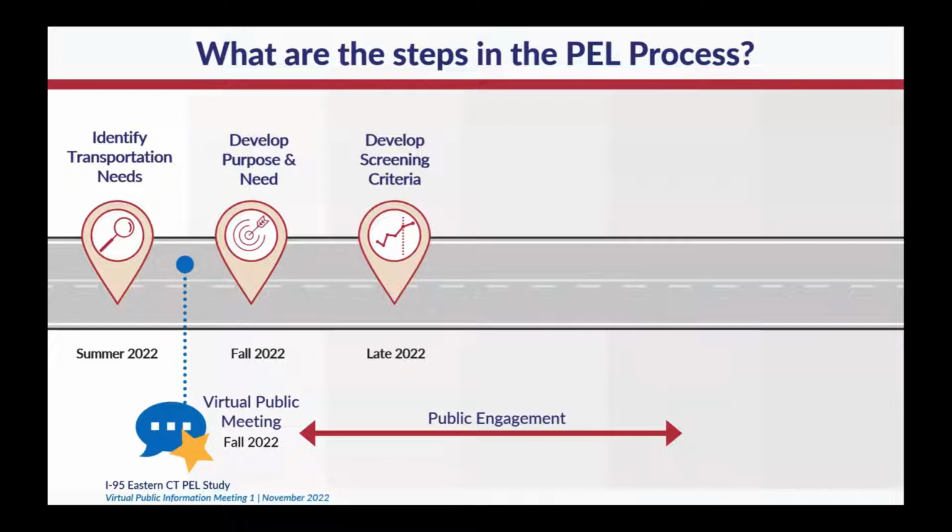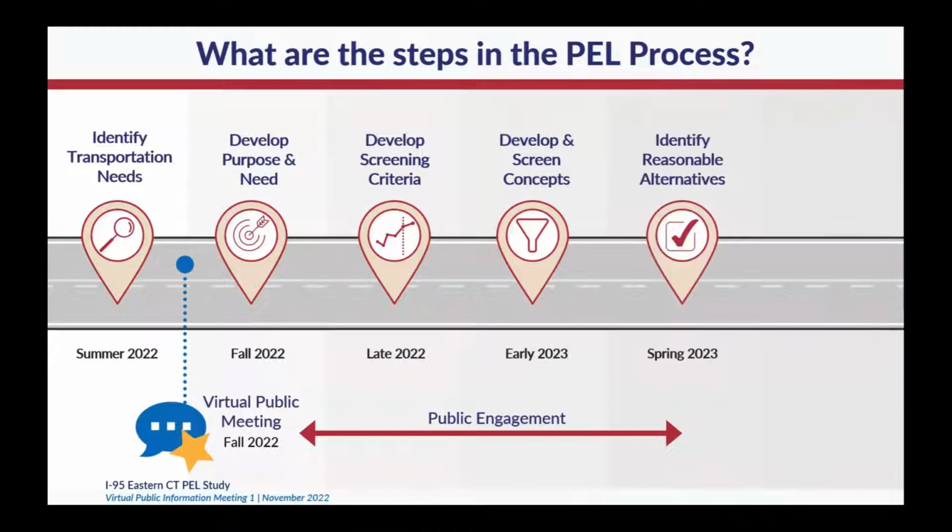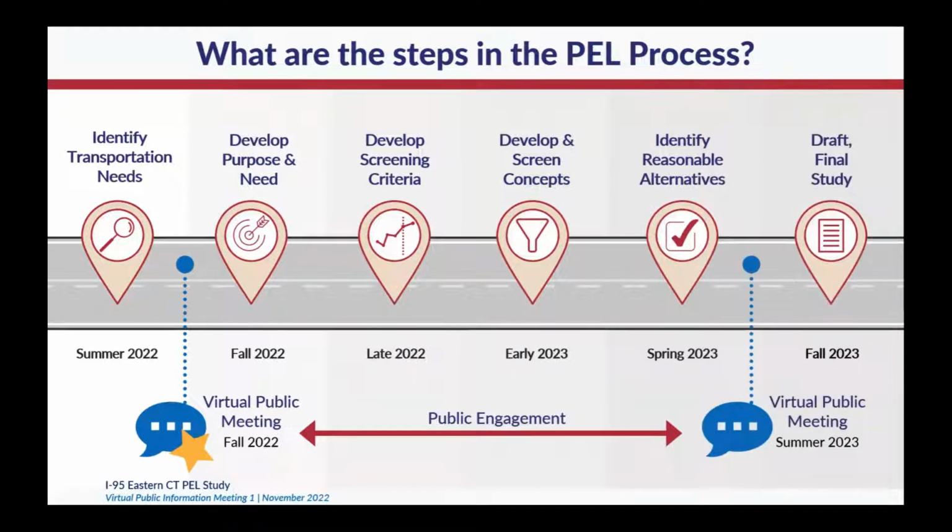Next, we will develop the concepts and evaluation criteria for how each concept will be evaluated or screened to determine if it meets the purpose and need you have helped us to define. Based on that evaluation criteria, we will screen the alternatives and then identify the reasonable alternatives. At the next public meeting, we will present those reasonable alternatives that address the purpose and need for your feedback. And at the conclusion of the PEL process, we will prepare a final PEL study report and FHWA PEL questionnaire. This will include the future projects that are needed in the corridor, along with recommended phasing for implementation.